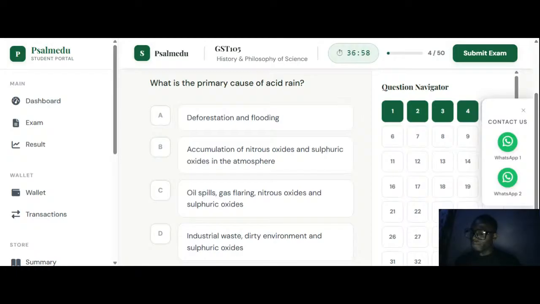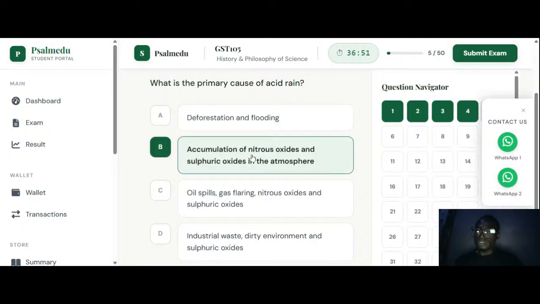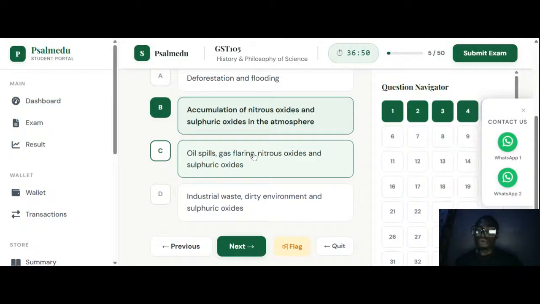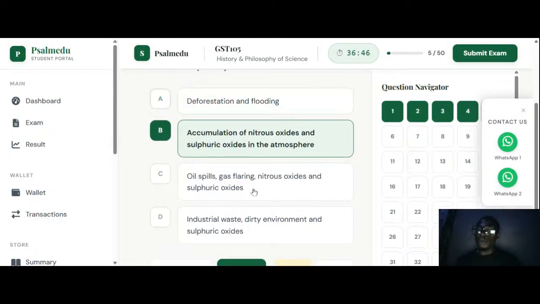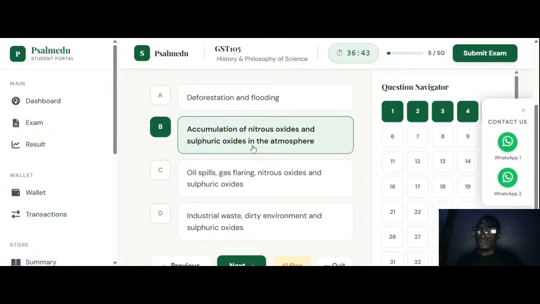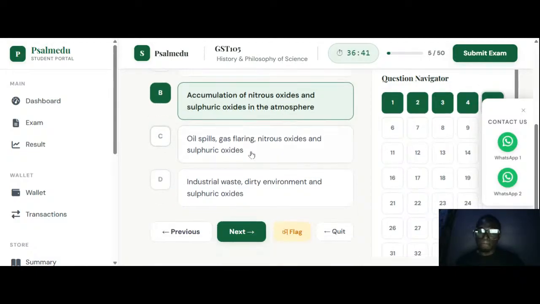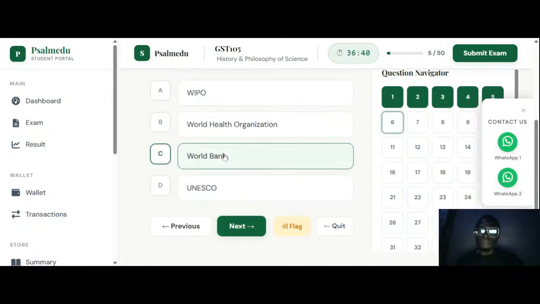Okay, question 5, B. You guys are already choosing B because you know the answer. Well, the answer is correct actually. So since you know it, we don't need to stress ourselves. That is the answer. The primary cause of acid rain is accumulation of nitrous oxides and sulfuric oxides in the atmosphere. So let's move on.